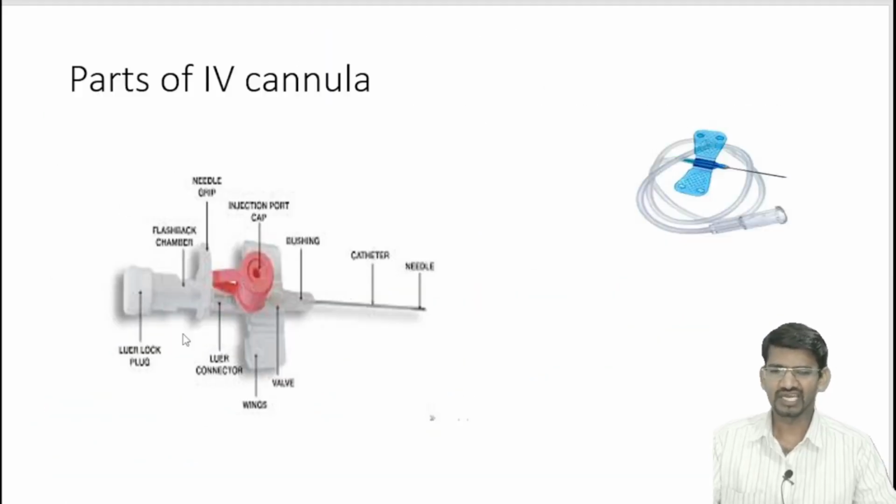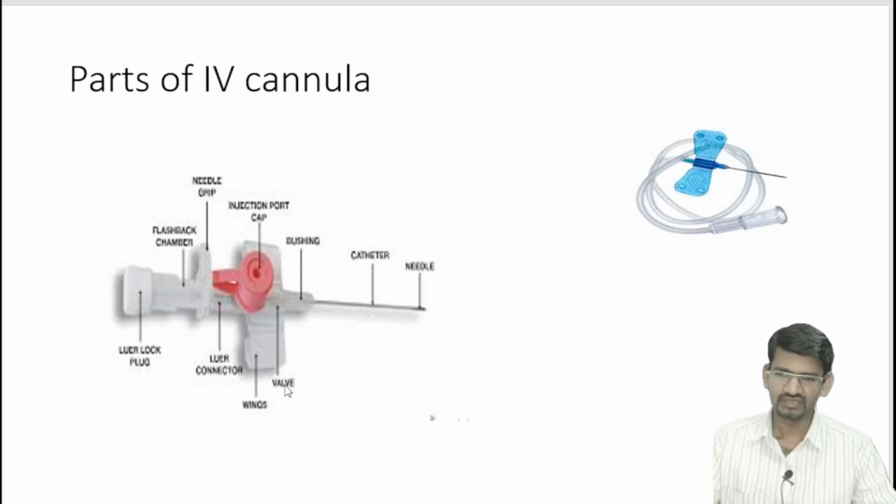This is a cannula, everyone might have seen this in the clinicals. This is a 20 gauge cannula, so pink color indicates 20 gauge. See, these are the parts of the cannula. This is the outer catheter, and inside there is a needle for pricking. Once we prick the vein, we take out this needle. This is an injection port. These are the side wings where we can secure the cannula in place with an adhesive plaster.